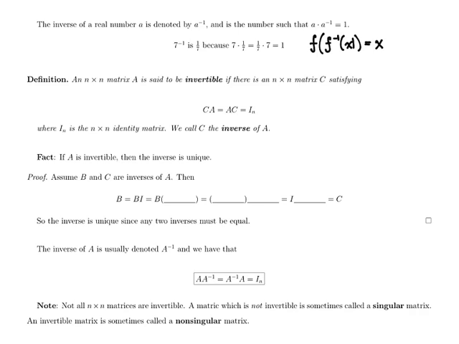So the definition: an n by n matrix A is said to be invertible if there is an n by n matrix C satisfying CA equals AC equals I_n. We need both multiplications on the left and the right in order for the inverse to be true. And note that this is only true for square matrices. In order to have an inverse, it needs to be a square matrix.